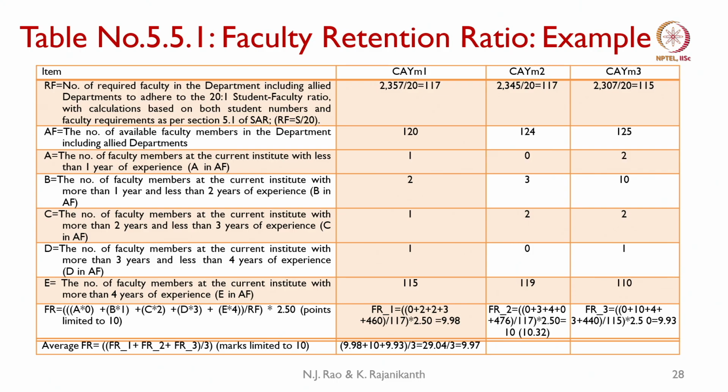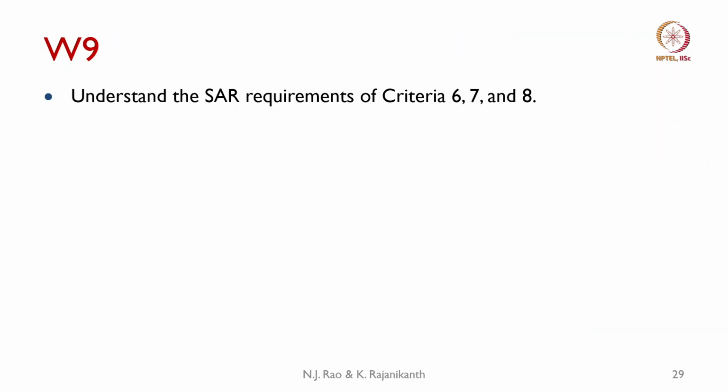So as you can see, every calculation under this criterion can be done by the department itself, and it can assess how many marks it is going to get under this criterion 5, because everything is based on factual data and objective formulae. Okay.